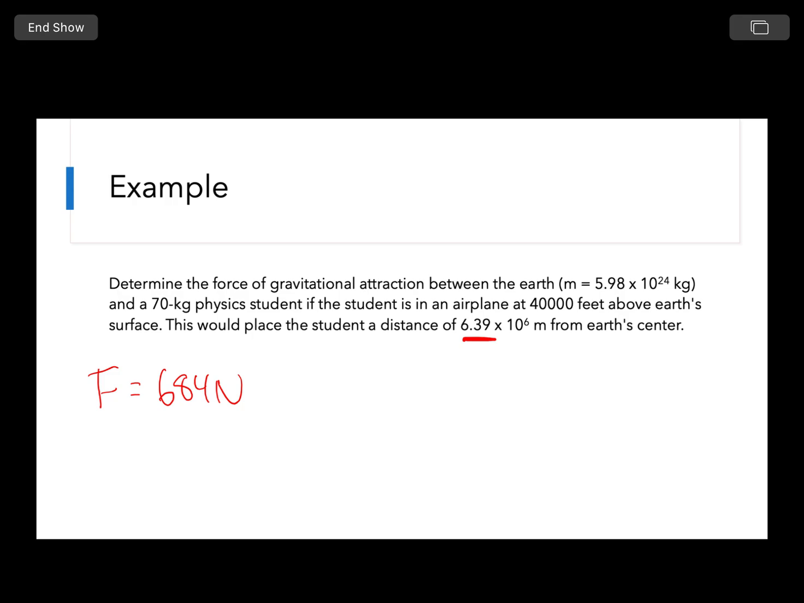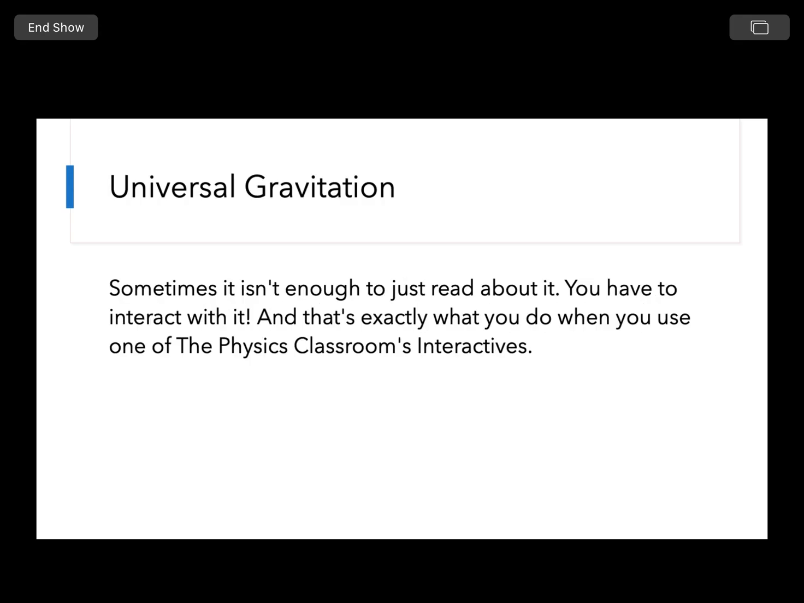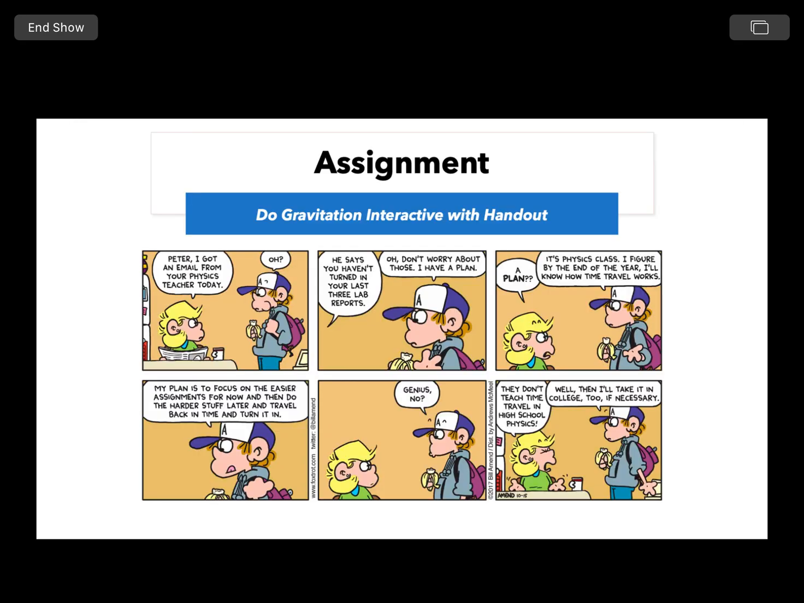So let's take a look at this in a little bit more detail. You guys are going to be doing some interactives. So your first assignment is, I should have a handout and I should have a link for the interactives in the folder. And I want you to go through that interactive set with the handout, okay?